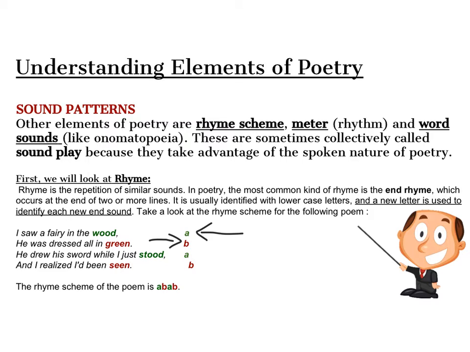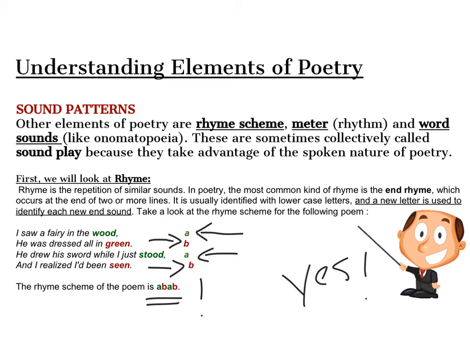Now let's look at the third line. The end sound is stood. Does stood rhyme with wood? Yes, it does, right? So we are going to put another lowercase a. And then we look at the last line and see the end sound in that word is seen. And it rhymes with green in the second line. So again, we put our lowercase b. And we've identified our rhyme scheme for this poem, which is A, B, A, B.